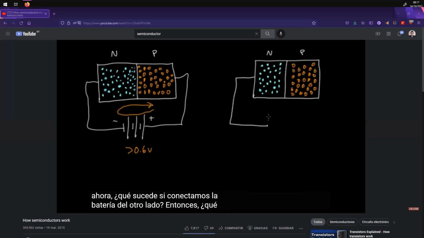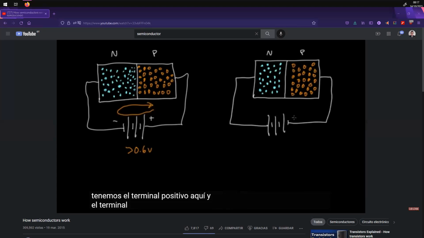So what happens if we have the positive terminal over here and the negative terminal over here? Some of these electrons here are going to be attracted towards the positive terminal of the battery, and so some of these electrons will start to leave. At the same time, there's going to be electrons that come out of the negative terminal of the battery and start filling in some of these holes on this side.